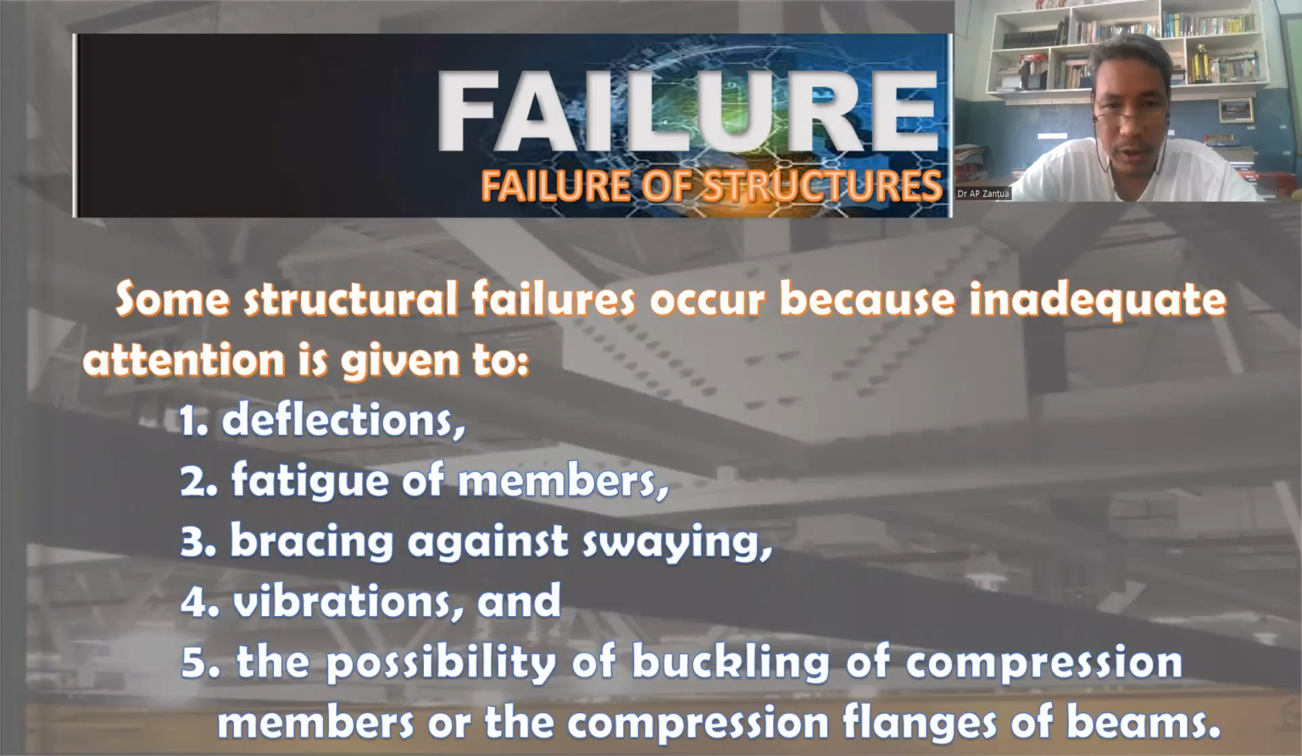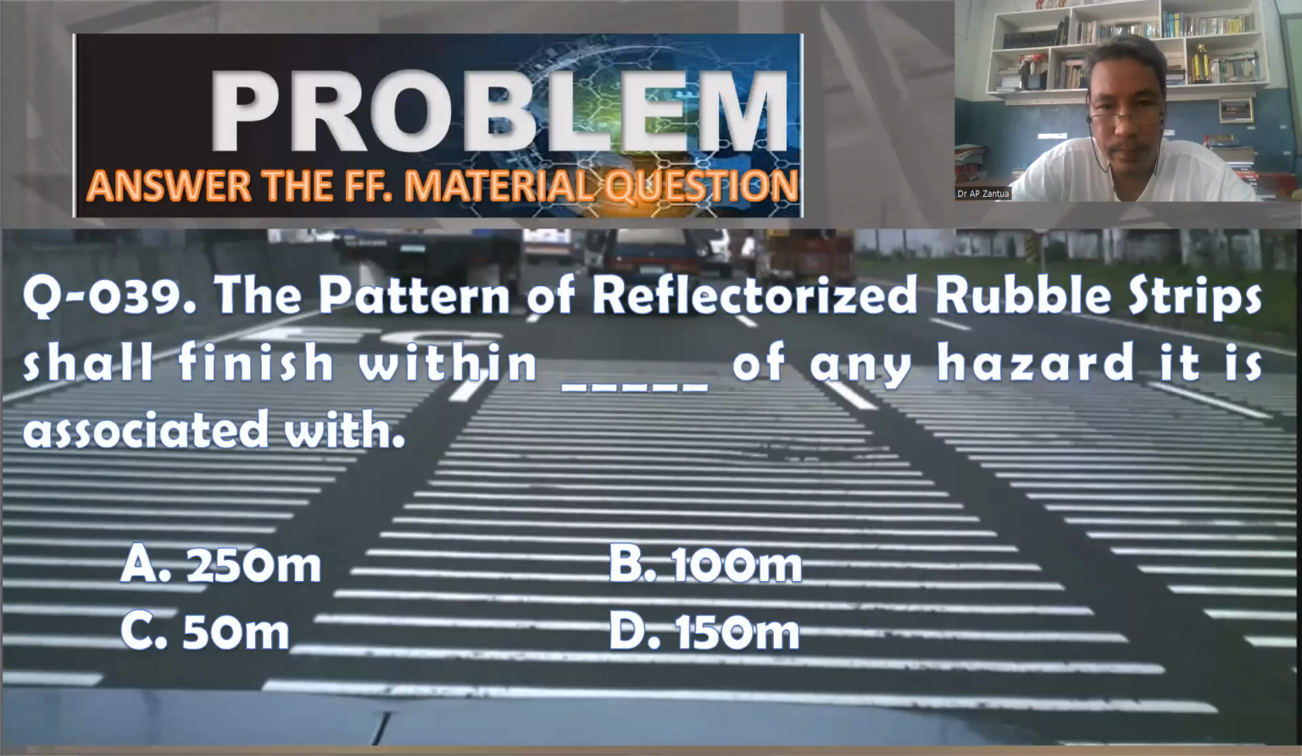So some structure failures occur because inadequate attention is given to number one, deflection. Number two, fatigue of members. Number three, bracing against swaying. Number four, vibrations. And lastly, the possibility of buckling due to compression member or compression of flanges of beam. So these are the list of very common problems or causes of failures. Again, that's the last slide.